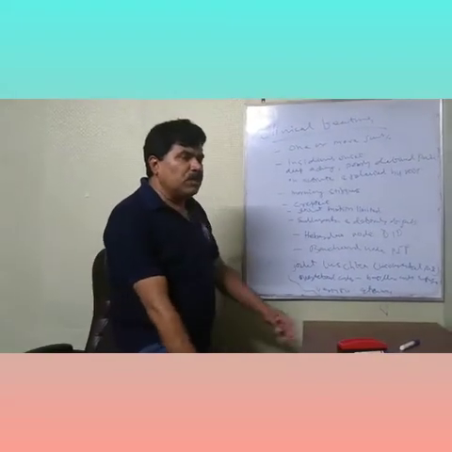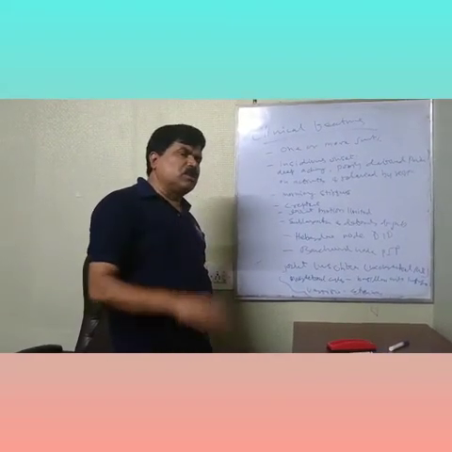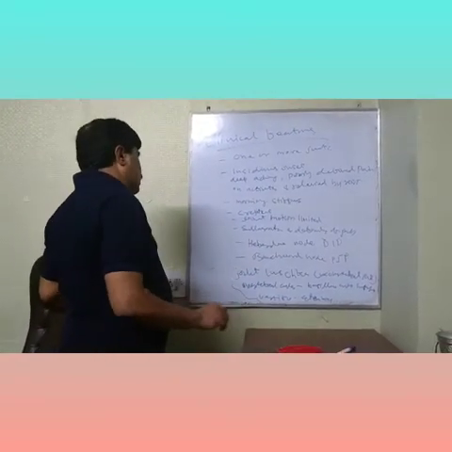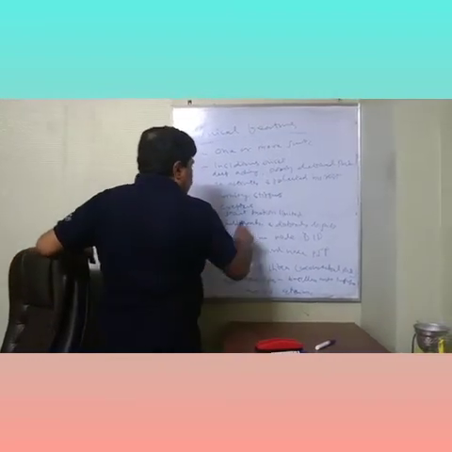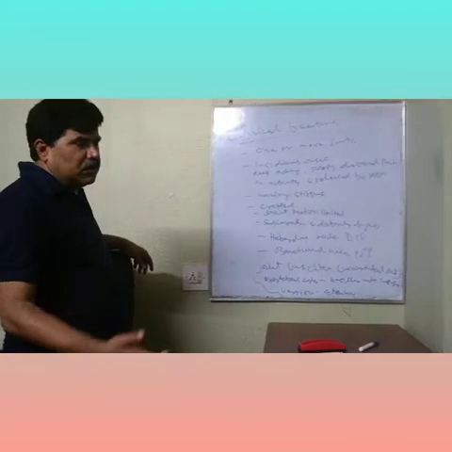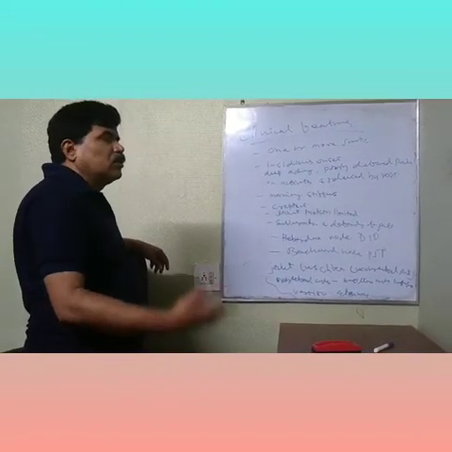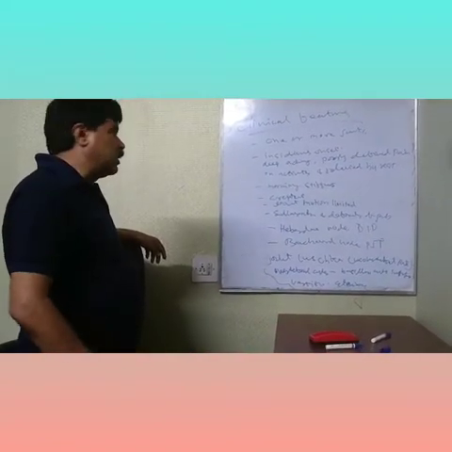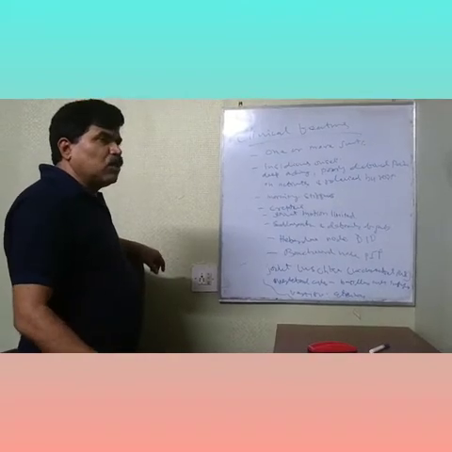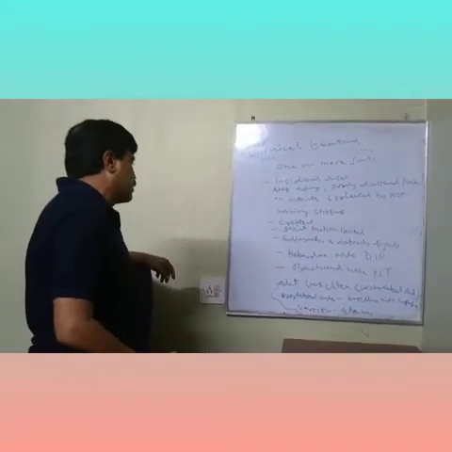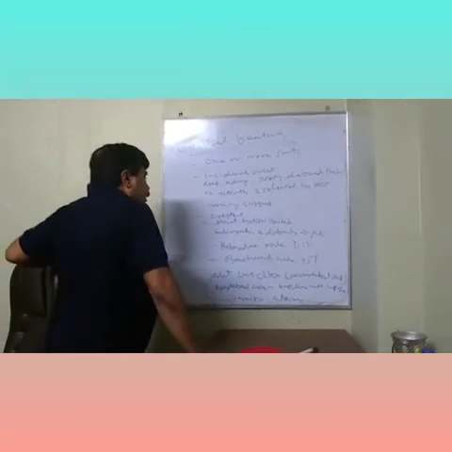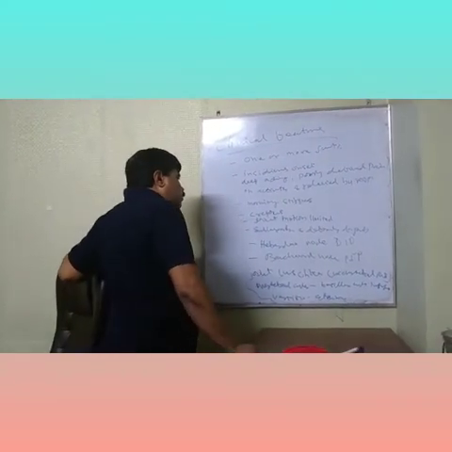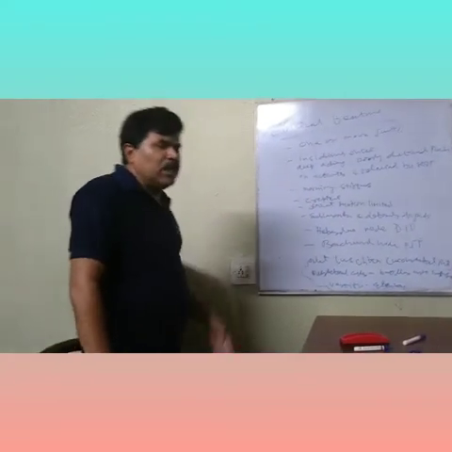Crepitus is there. If you move the joint, you will find a cracking sound, which is due to a loose body or changes of osteophytes in osteoarthritis. So you will find crepitus. Joint motion gets limited, because of the stiffness from fibrotic changes in the capsule and ligament. If further stress goes on, it leads to subluxation and deformity of the joint.